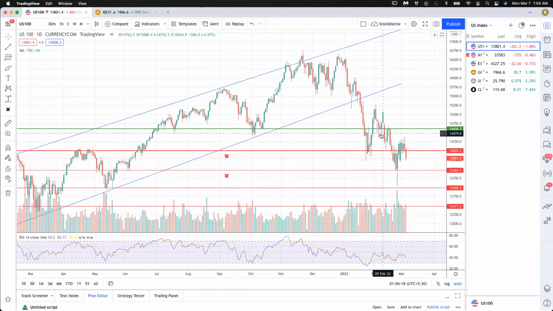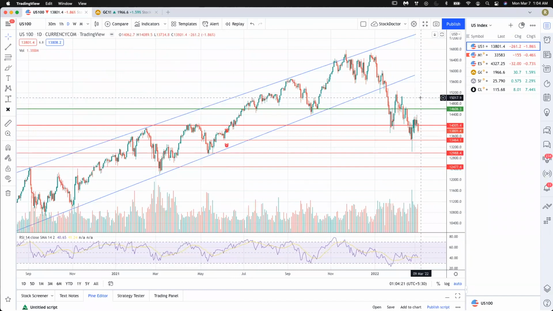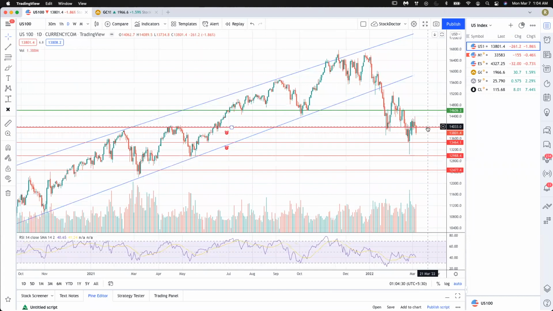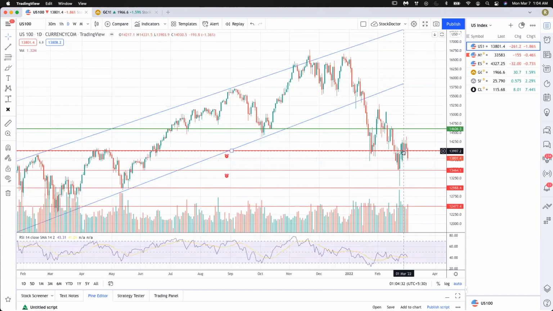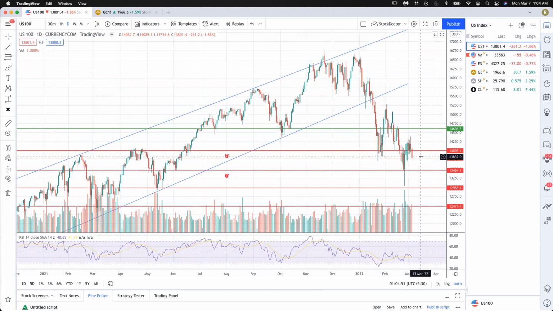So last week we did the analysis and we predicted that once US 100 starts trading below 14,000, it will give more pain, right? Here you see this is the boundary line of 14,000. You can see on Friday's session it started trading below that and went to almost 13,750. Now it closed at 13,800.